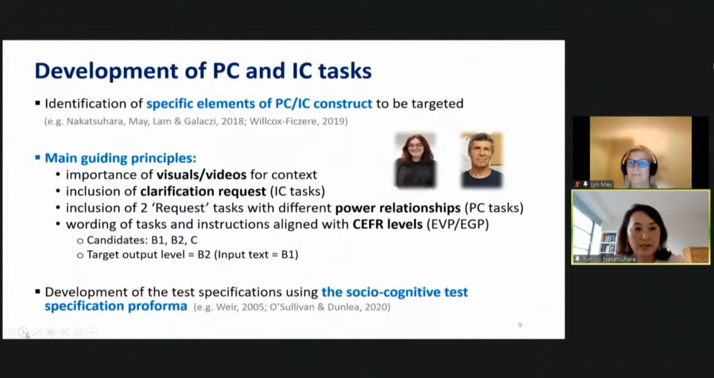And in order to develop our tasks, we had some guiding principles. To enhance authenticity of the task, we considered the use of visuals and videos very important, so we made sure to include them. And for the IC tasks, we wanted to include a generic clarification request after the first part of the test taker response.